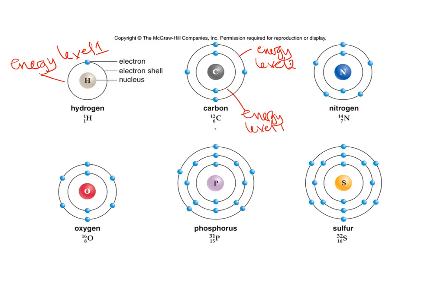So carbon has 6 protons inside here, therefore it should also have 6 electrons. 1, 2, 3, 4, 5, 6 electrons. Nitrogen has 7 protons, it must have 7 electrons. 1, 2, 3, 4, 5, 6, 7. And you can see we have 2 electrons inside here. That's how we fill it.